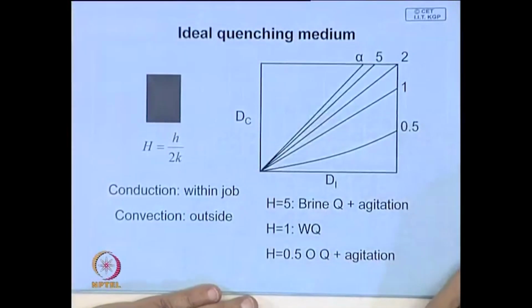So, this is also an important factor that will determine this critical diameter, but the critical diameter still depends on the cooling rate. Now, the question comes: can we have a term which is independent of cooling rate? The first attempt to give a proper quantitative definition was by Grossman. He visualized an ideal quenching medium.